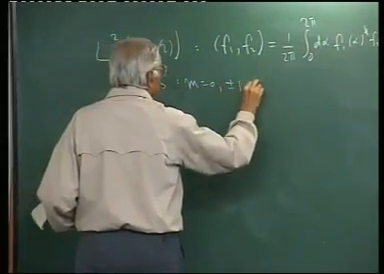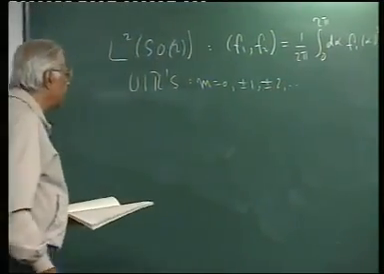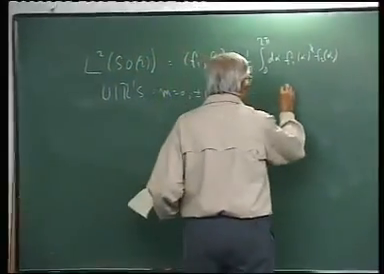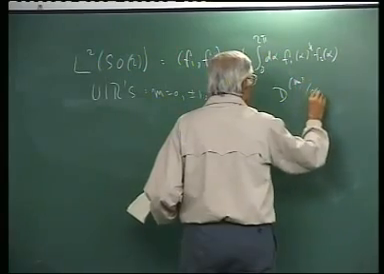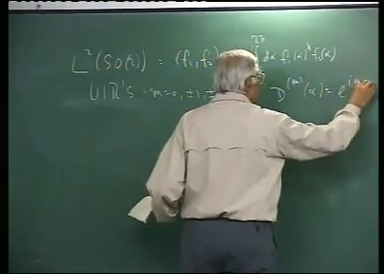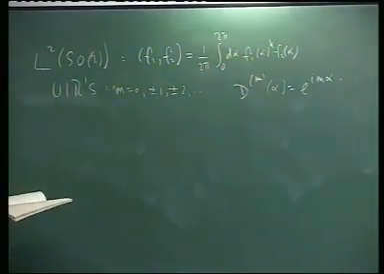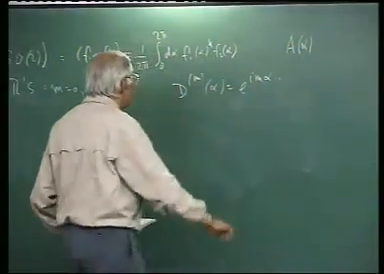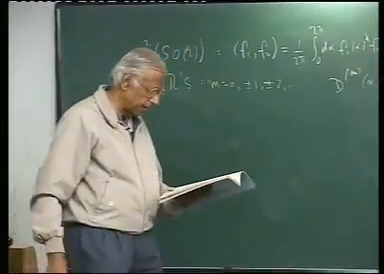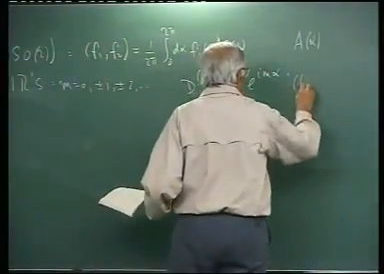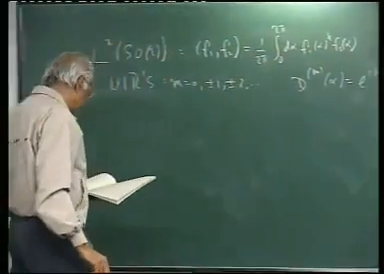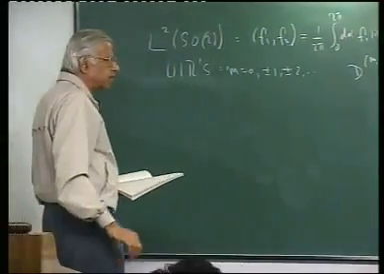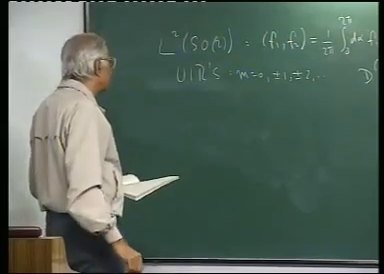For any positive or negative integer m, including 0, there is a unitary irreducible representation. It is one-dimensional, and the group element A of alpha is represented by this phase factor e to the power i m alpha. So we have a countably infinite set of inequivalent irreducible representations, a countable infinity.